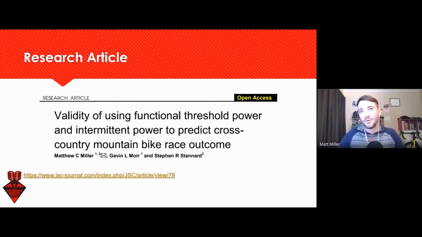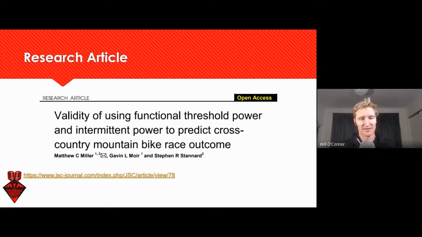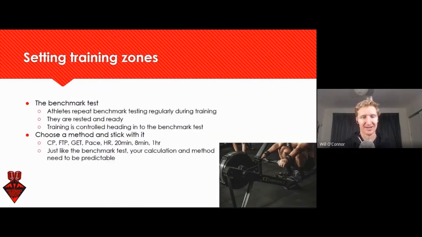So if you had a really high FTP, you were also really good at doing intermittent power. And that's when I started to realize how important aerobic fitness was. And this FTP, representing the upper limit of the aerobic fitness, that's when I realized, okay, well, this is the real deal. And this is why we stick with it. That's exactly right.